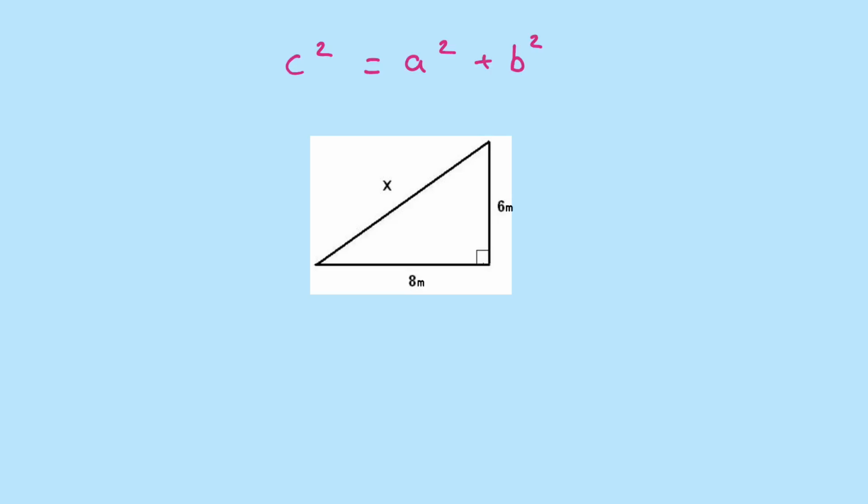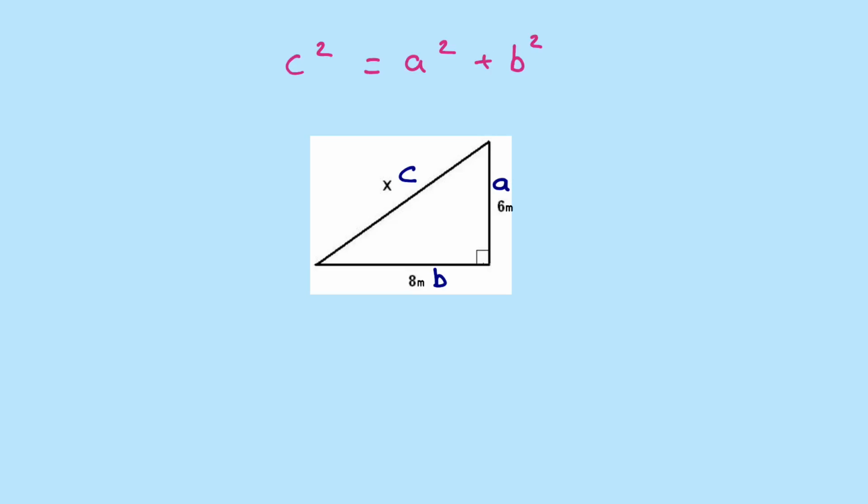So we have a right angled triangle and we have a missing side x. Now, as you can see, this is the hypotenuse because it's opposite the right angle. Pythagoras' theorem states that this side squared is equal to these two sides squared added together. So the first thing I'm going to do is label my sides. So we have B and A. These are my two smaller sides, and it doesn't matter which one is A and which one is B. And then my longest side opposite the right angle will always be C.